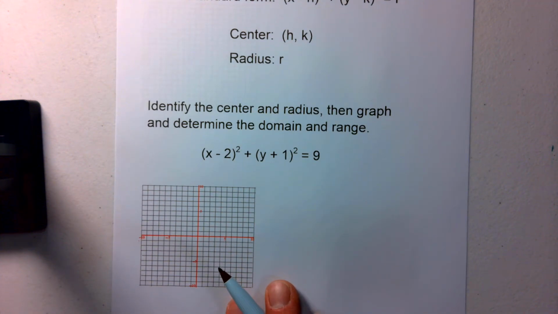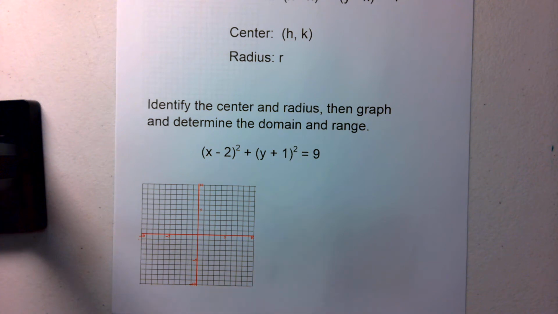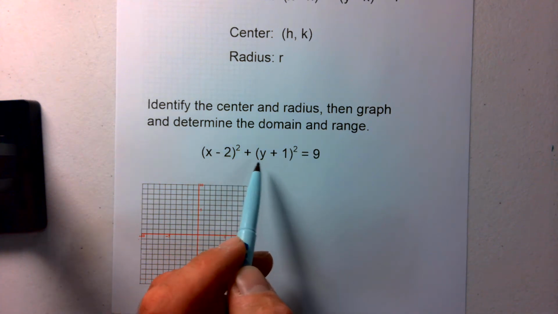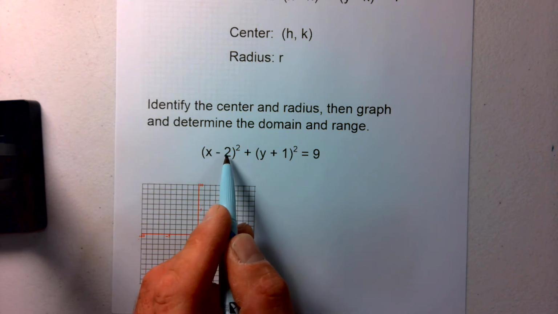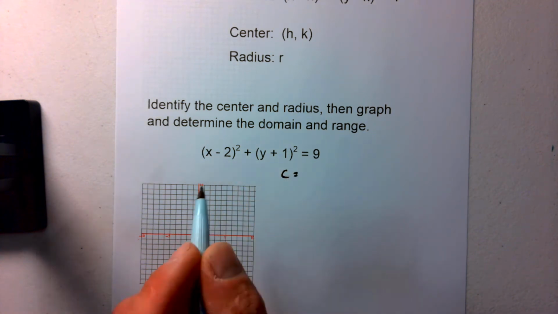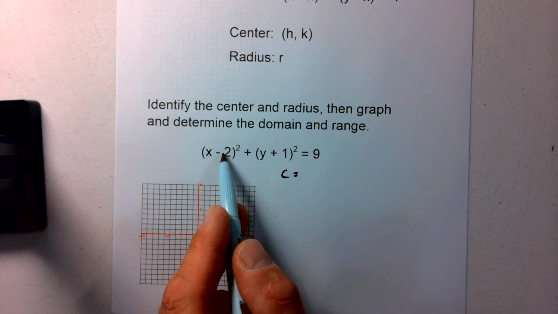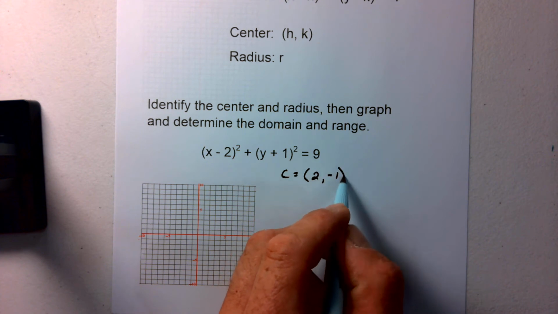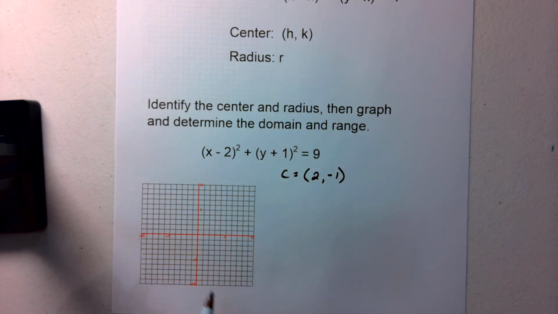In our first example here, I'm asking you to find the center and the radius, and then graph the equation, and then determine the domain and the range of that. We're set up in standard form, which is nice. So we have (x - 2)² and (y + 1)². That's going to give us our center. Remember, for our center, we take the opposite of what's with x and the opposite of what's with y. So we're going to take the 2 and negative 1, and that's going to allow us to find the center of this circle.